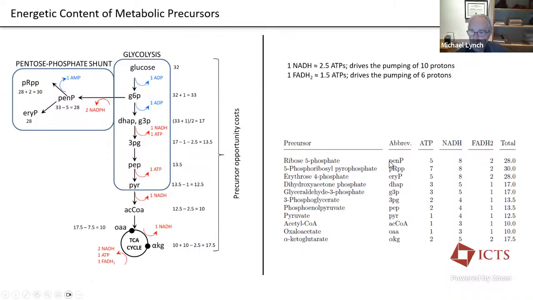So you can see these abbreviations here. They match up to these precursors over here. And then we can figure out how much ATP is used in getting there, NADH and FADH. And by using these conversion factors, now we can get a measure of the value of these different precursors in terms of their ATP equivalents. So if you totally bypass that, that would be your opportunity loss if you weren't squeezing any more energy out of it. So I have these tables for the value of the precursors.